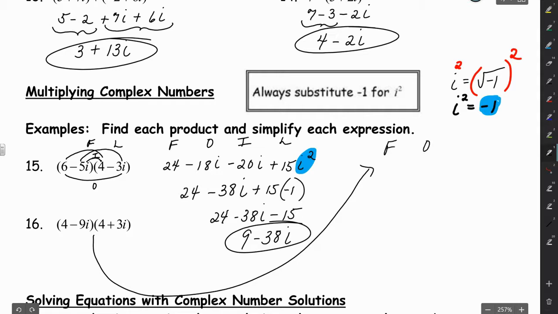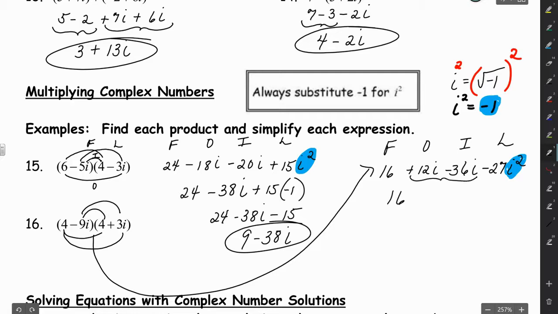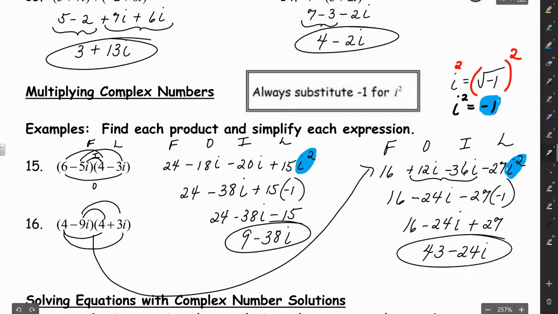All right, we're going to do the same thing, first, outer, inner, last. Okay, that i squared is what we're going to want to replace with -1. So we have 16. These are like terms, so plus 12 minus 36i. That's going to give me minus 24i minus 27 times -1, right? I'm replacing my i squared with -1. So I get 16 minus 24i plus 27. And 16 plus 27 is 43 minus 24i. So that's my final answer.